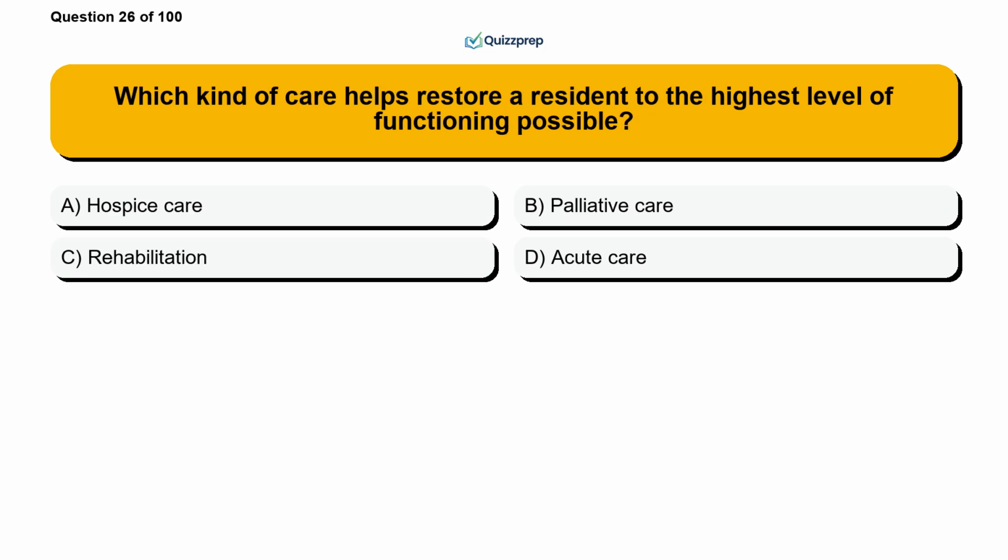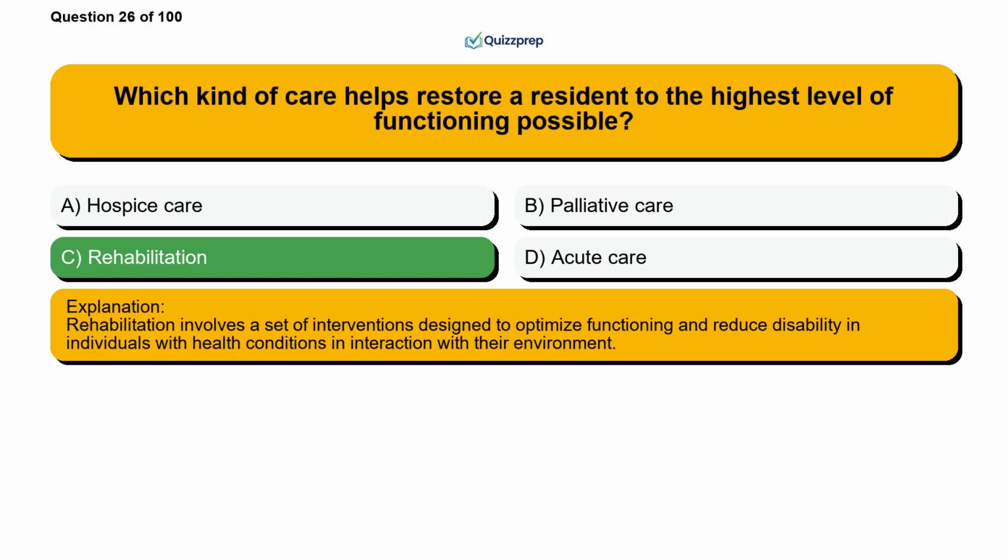Question 26. Which kind of care helps restore a resident to the highest level of functioning possible? Option A, hospice care. Option B, palliative care. Option C, rehabilitation. Option D, acute care. The correct answer is Option C, rehabilitation. Rehabilitation involves a set of interventions designed to optimize functioning and reduce disability in individuals with health conditions in interaction with their environment.